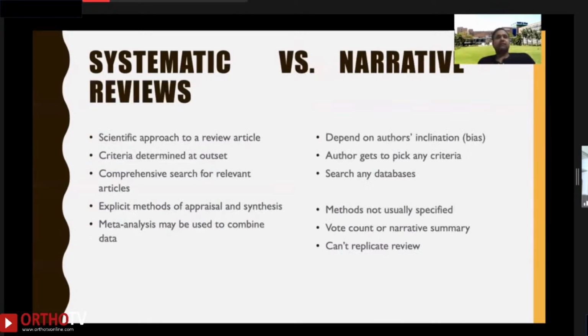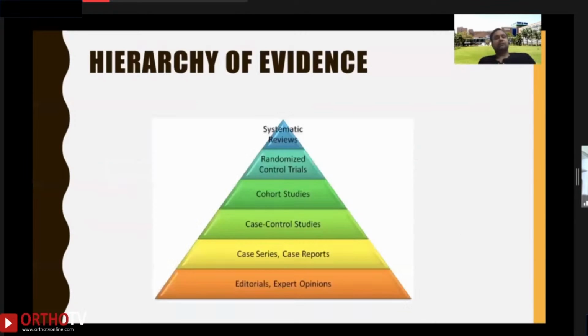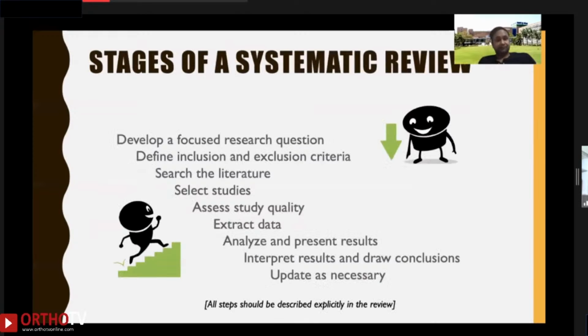So if we compare these systematic reviews with the narrative reviews, the systematic reviews are basically a more scientific approach to a review article. The criteria for including studies are determined in the beginning itself. There is a comprehensive search, and then you can combine the data in the form of a meta-analysis as well. And that's why these systematic reviews come at the top of the evidence pyramid.